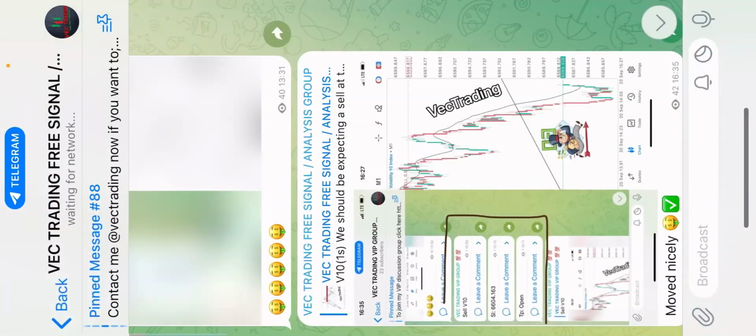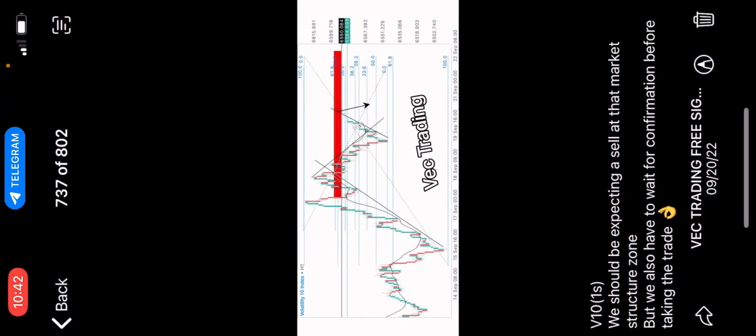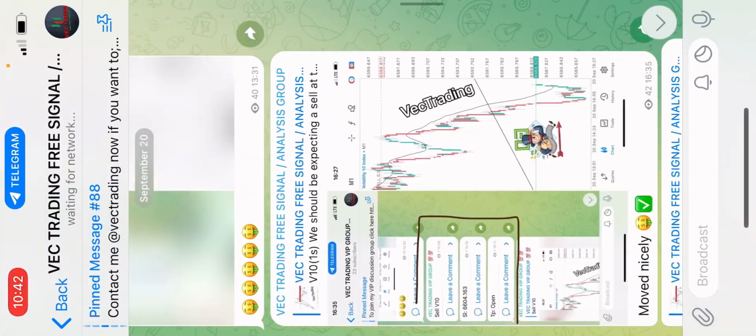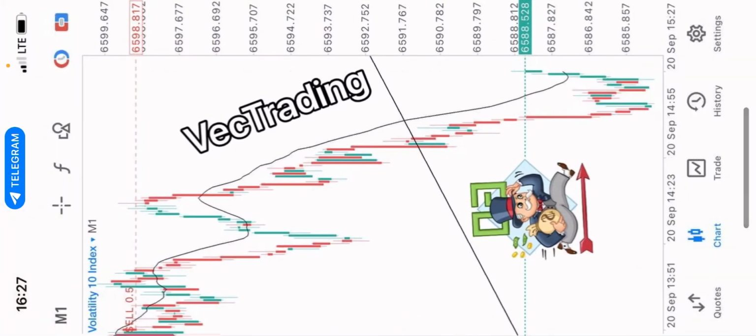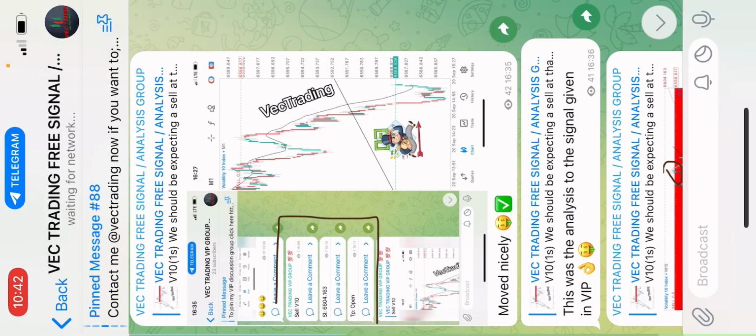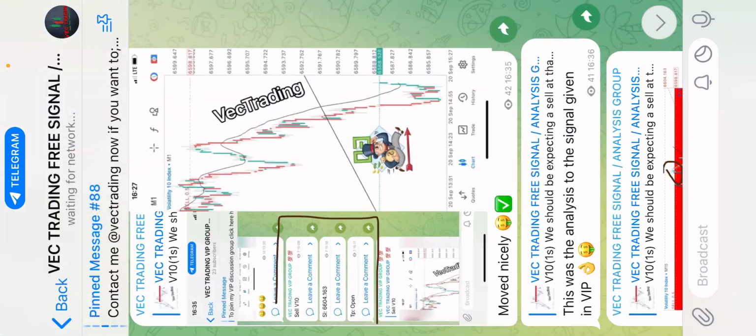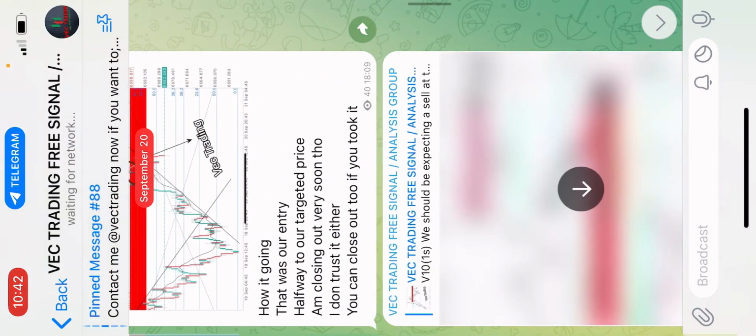See VIX 10. This was also VIX 10. See VIX 10 here. And see, this was our entry. This was how price was moving at that instance that I screenshot my screen. So you can see that I don't just backtest. I also trade all this live. So that's why I'm giving it to you guys.